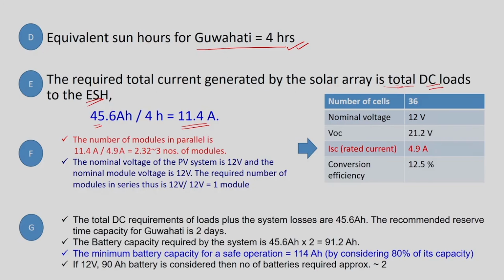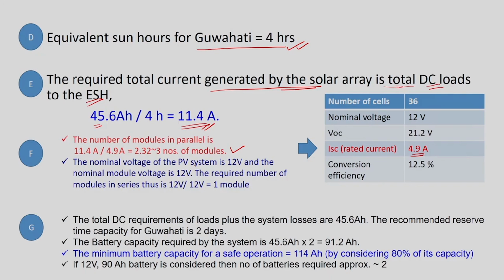Now, we are interested to know the number of modules to be connected in parallel. How to do that? If we consider a module having ISC value or rated current of 4.9 ampere, then we divide the current generated by the DC solar array by it. So 11.4 divided by 4.9 is 2.32, which is equivalent to 3 modules to be connected in parallel.